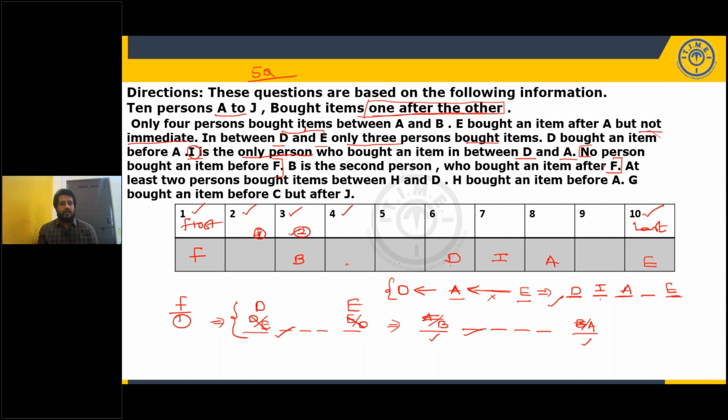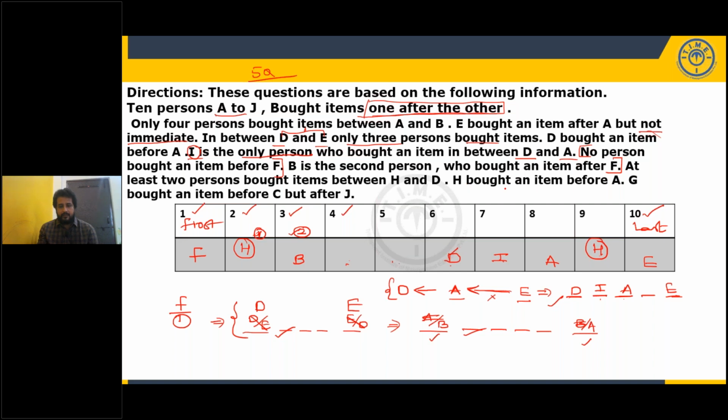Okay. Now, at least 2 persons bought the items between H and D. At least 2 between H and D. So D is here. At least 2. 1, 2. Yes, here we have a scope for H. But it is not given whether D before H or H before D. That is not given. So D 1 2, it is already B. Even I can take the H here. At least 2 between D and H. By taking H in any of these two positions, it will satisfy the condition.